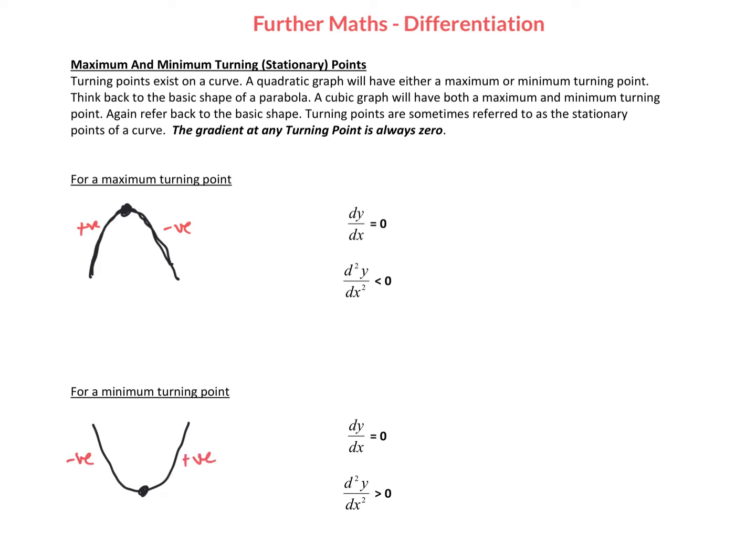Now, to go from positive to negative or negative to positive, you have to go through 0. And so I know that whenever I have a stationary point or a turning point, the gradient must equal 0 at that point. dy by dx equals 0. And so that's what we're saying here. Whenever we find a stationary point, dy by dx will always equal 0.